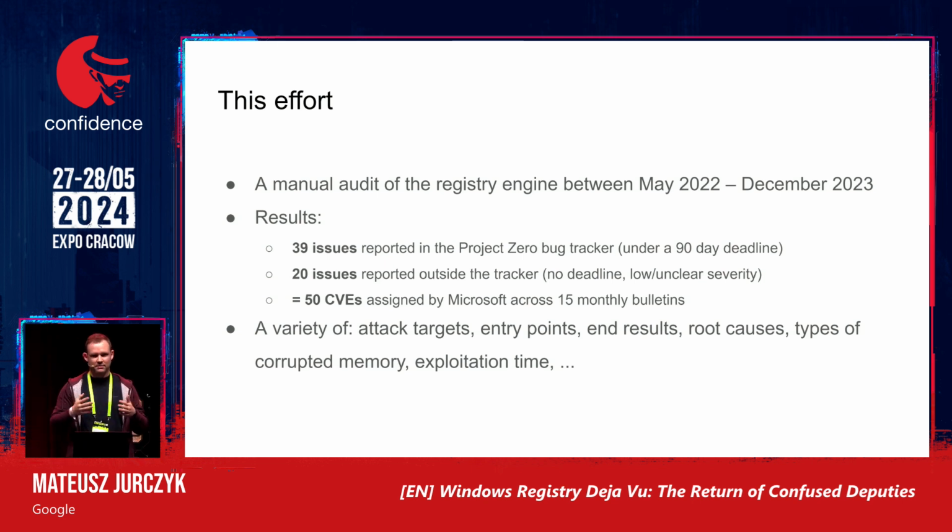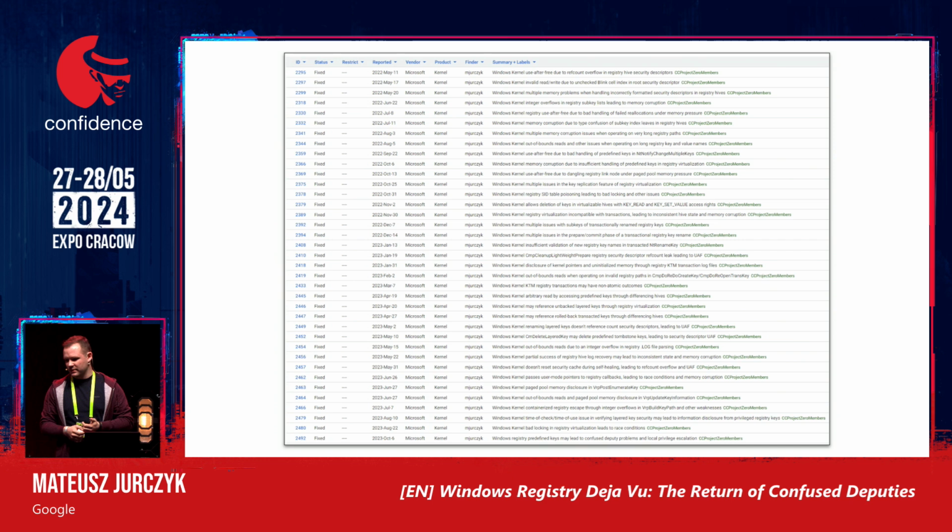And basically, because of how interesting and broad a subject the registry is, there has been a variety of different attack targets, entry points, types of memory corruption, and many interesting bugs. So if you are interested in the research, you can go to the Project Zero bug tracker. All of the bugs are now derestricted, so you can read all of the reports. You can download proof of concept files, and you can experiment with each of those vulnerabilities if you're interested to learn more.